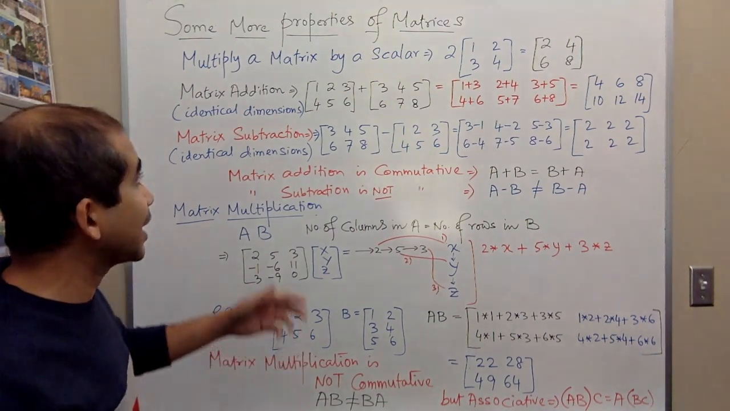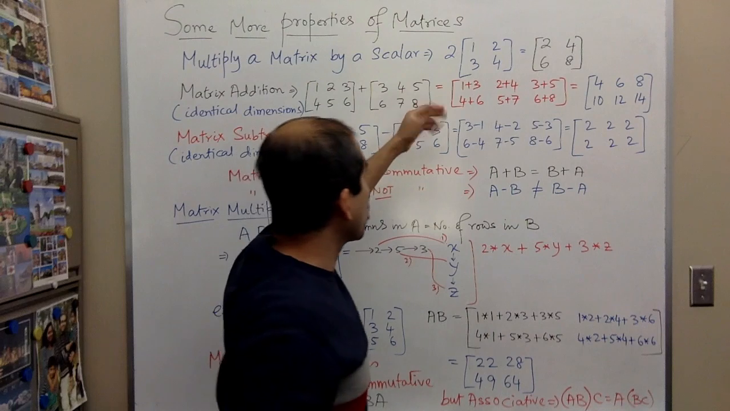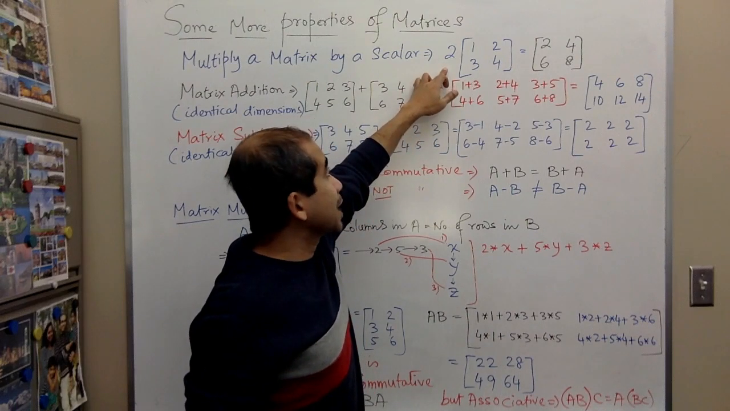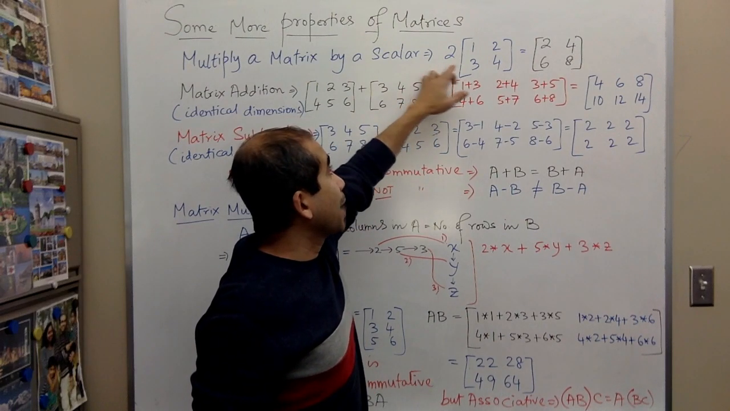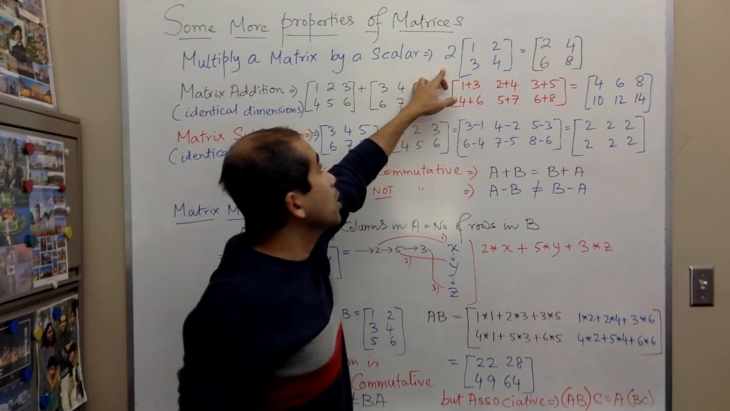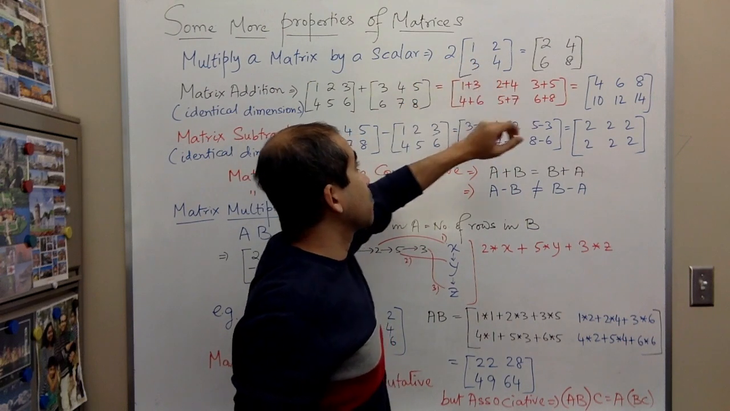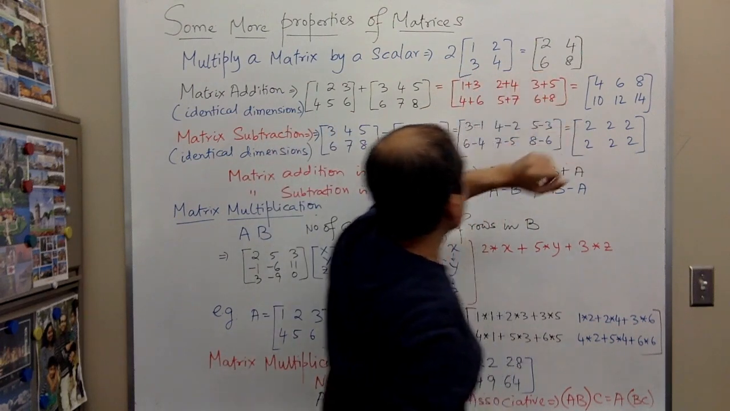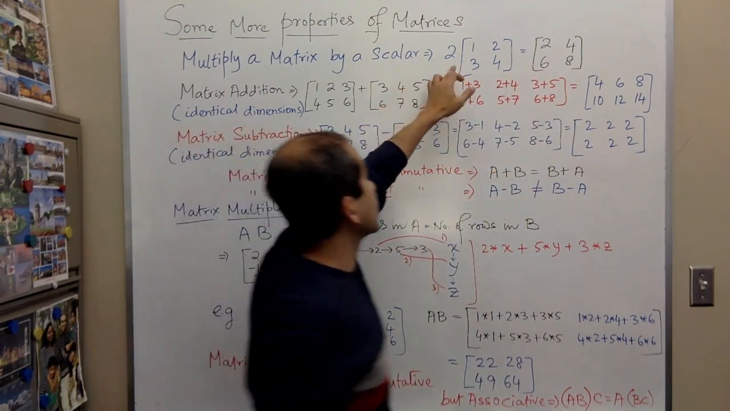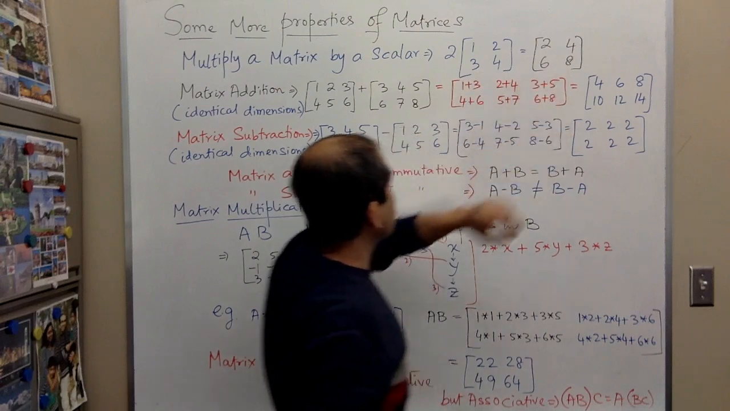Multiplying a matrix by a scalar is an easy operation. We have already seen that. Here is an example where we multiply the matrix 1, 2, 3, 4 with 2. Every corresponding element is multiplied by 2, and it produces this matrix: 2 times 1, 2 times 2, 2 times 3, and 2 times 4.